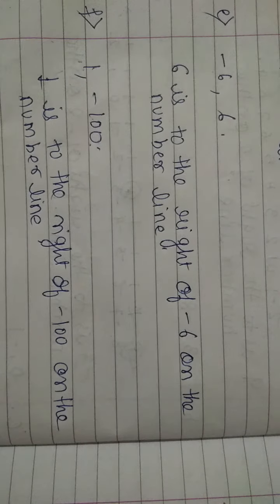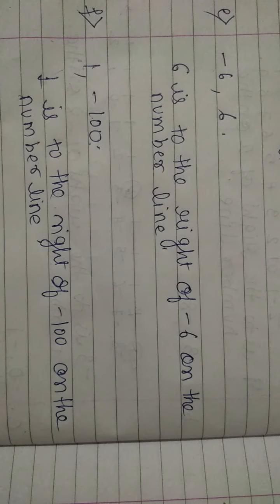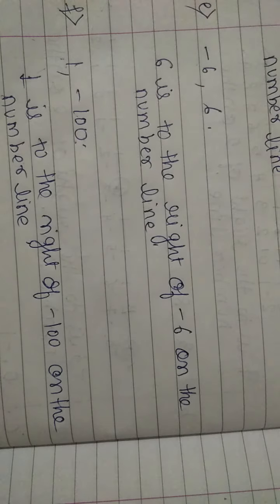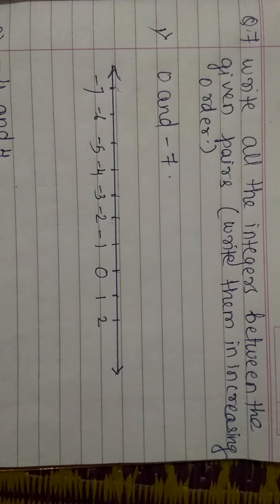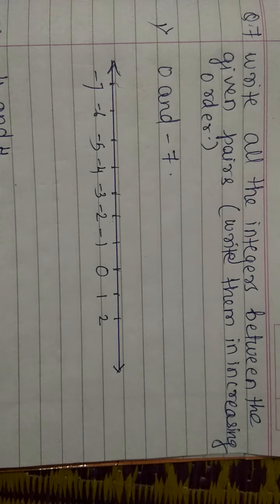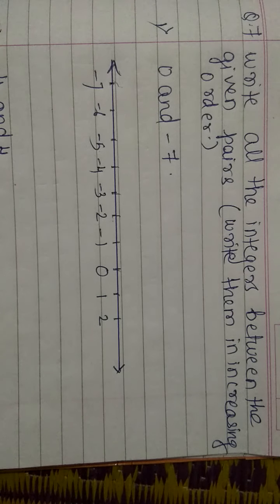Okay children. Now let's see question number 7 children. Now children, question number 7 is: write all the integers between the given pairs and write them in increasing order. Now increasing order means what children? From smaller to bigger number.